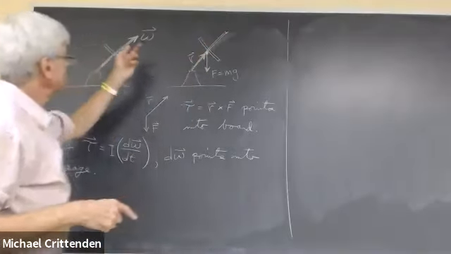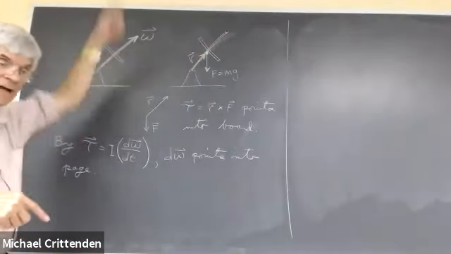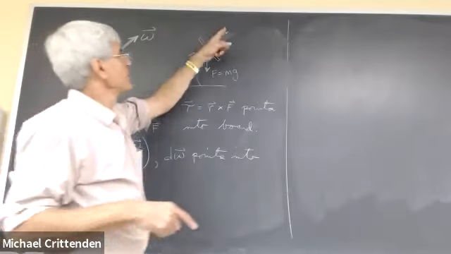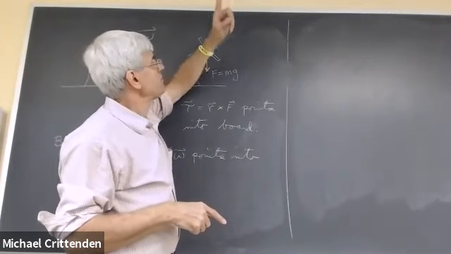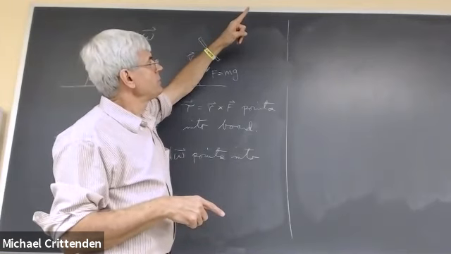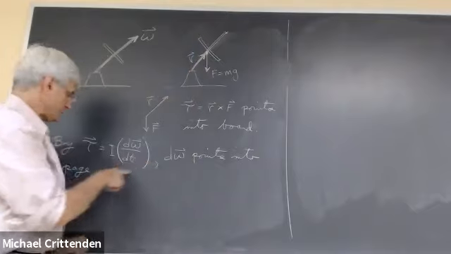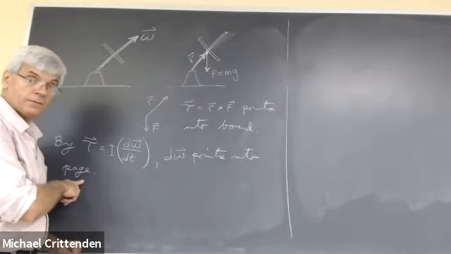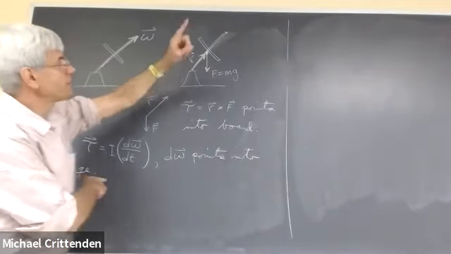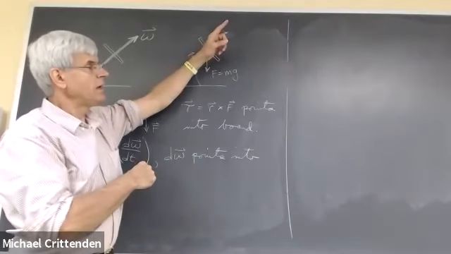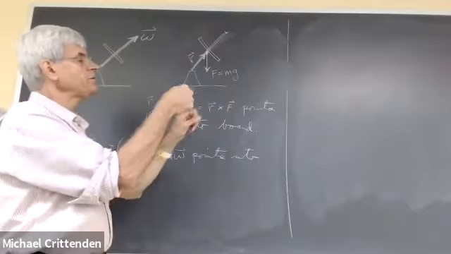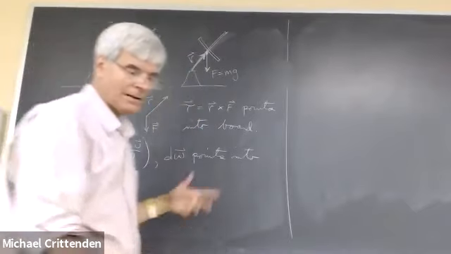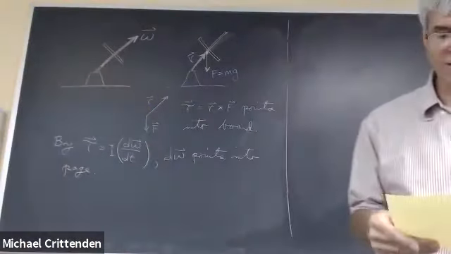And of course, omega points along the axis of rotation. So the shaft that the wheel is mounted on doesn't tip over, rather it moves into the page, okay? The bottom stays right there, the top moves into the page, and as time passes, it'll continue to get pushed around by this torque that acts on it.